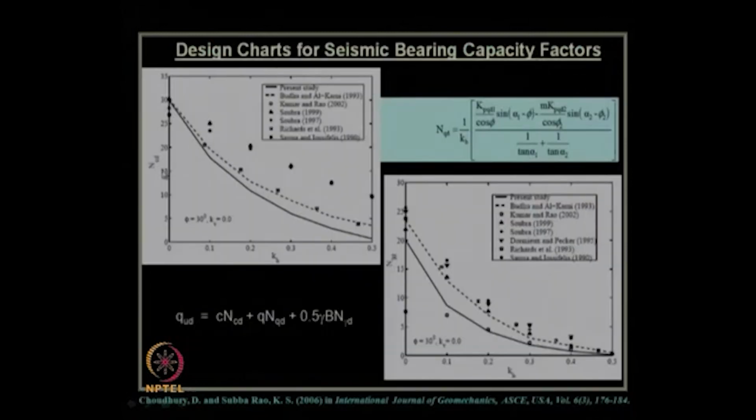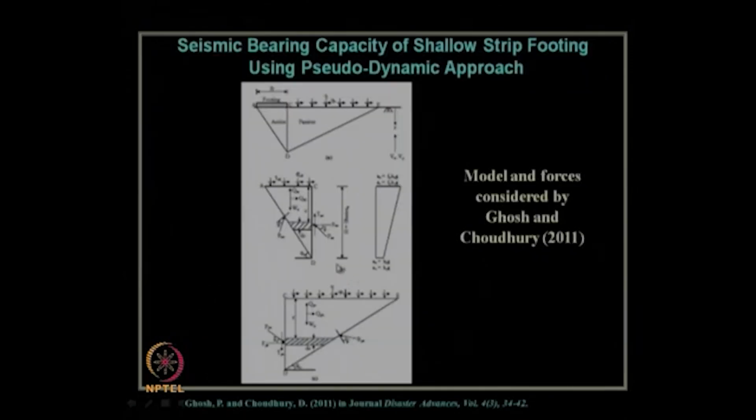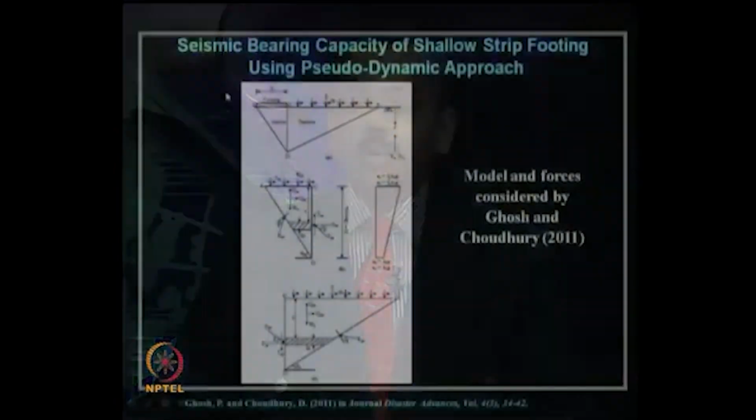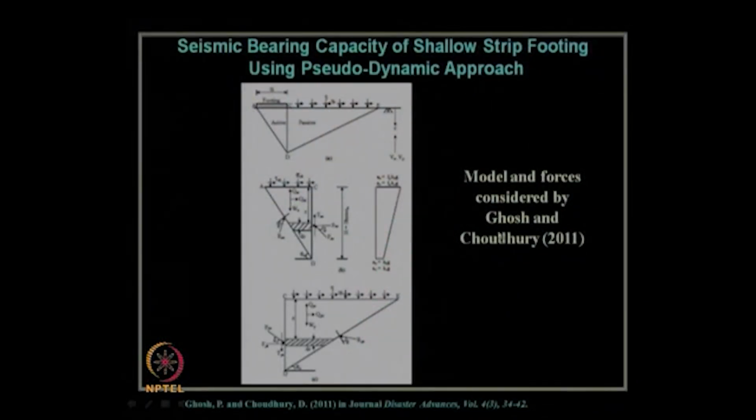Here also the design charts have been proposed in terms of NCD, NQD and N gamma D, including their closed form solutions, and the seismic bearing capacity can be estimated using this proposed equation. Next, in our previous lecture, we also discussed how to estimate the seismic bearing capacity of shallow footing using the pseudodynamic approach, which was proposed for the first time by Ghosh and Chaudhary in 2011, available in the journal Disaster Advances. This is the volume and page number.